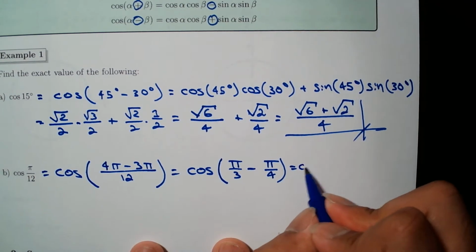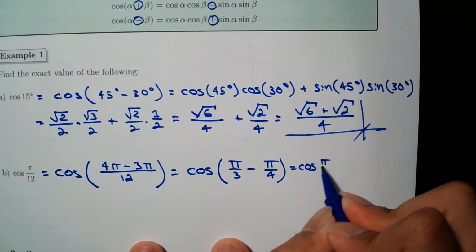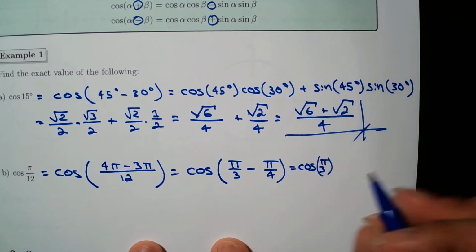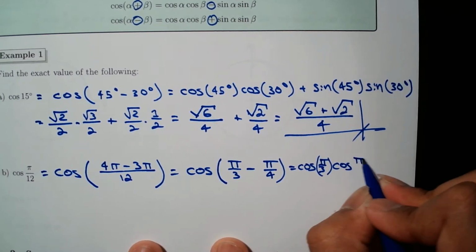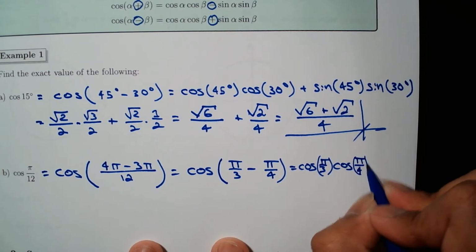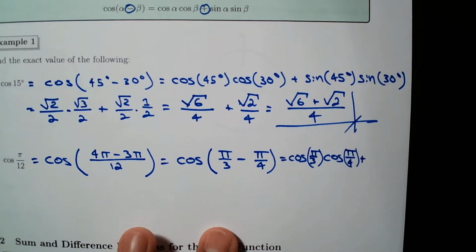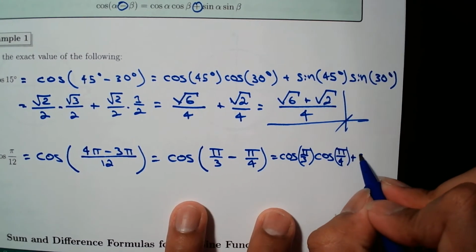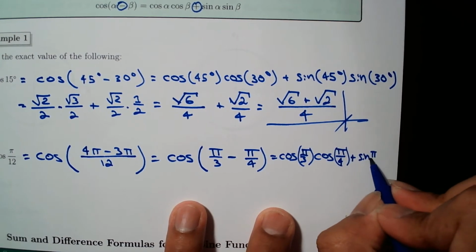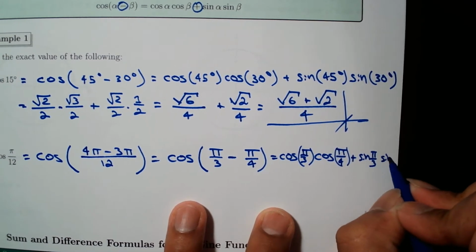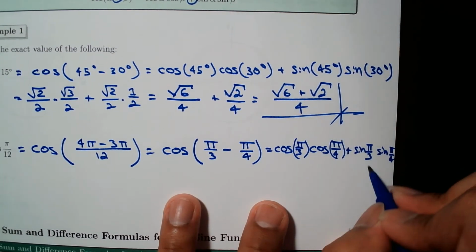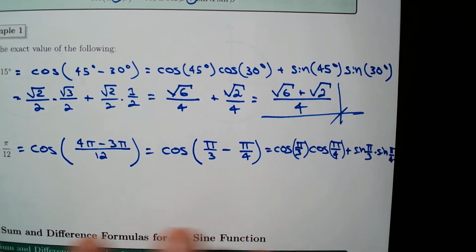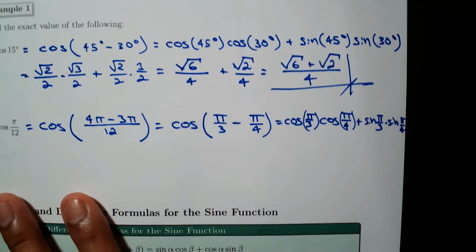That's going to be cosine pi over 3 times cosine pi over 4 plus sine pi over 3 times sine pi over 4. It's kind of hard to read. Hopefully not that bad to read. Okay, that's a times. I didn't put parentheses, otherwise it wouldn't fit.